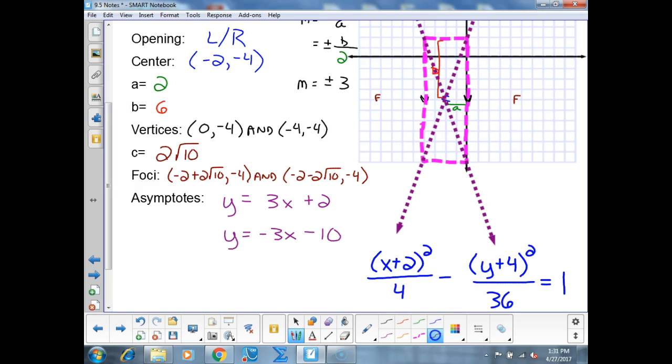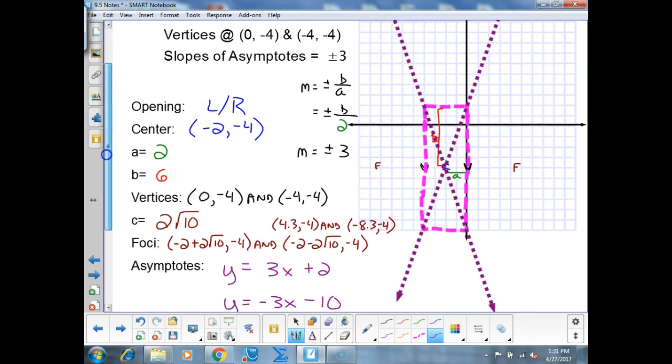Okay? In decimal, what's the square root of 40? About 6.3. So -2 plus 6.3 would be 4.3, comma, -4, and -2 minus 6.3 would be -8.3, comma, -4. Last thing we've got to do is draw it in.